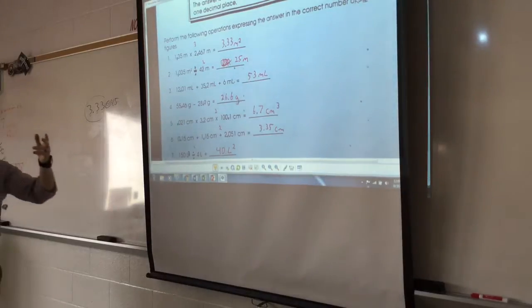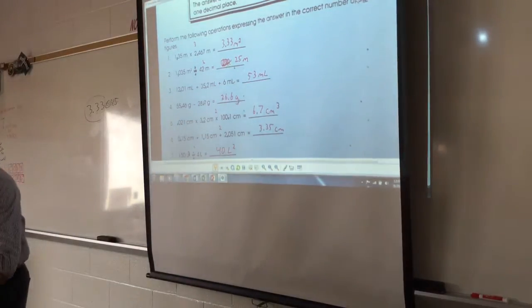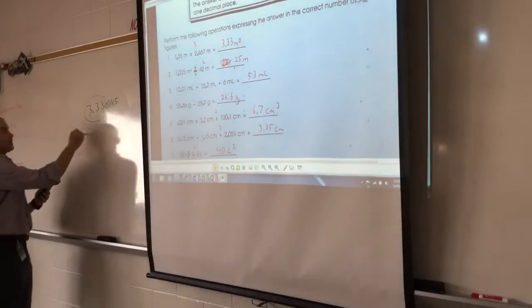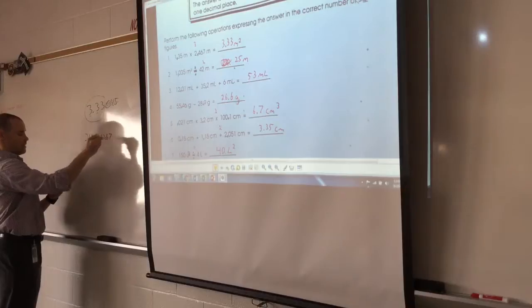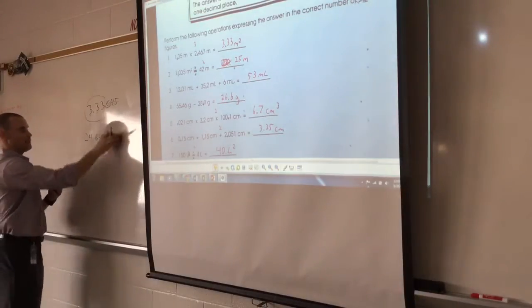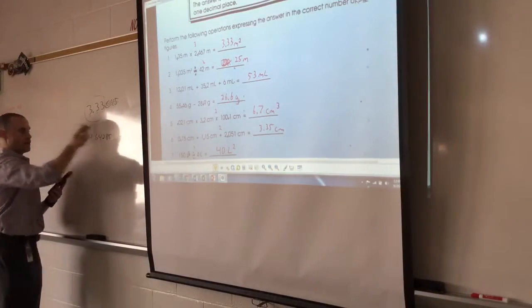Number 2 is a little bit confusing. If I take 1035 divided by 42, I get 24 and lots of decimal places. So I get 285... It's going to keep going, I don't care.